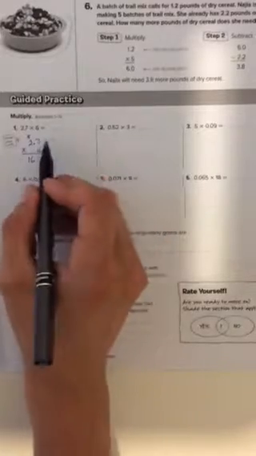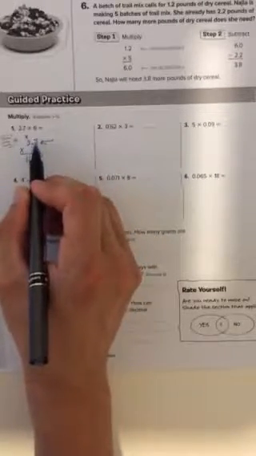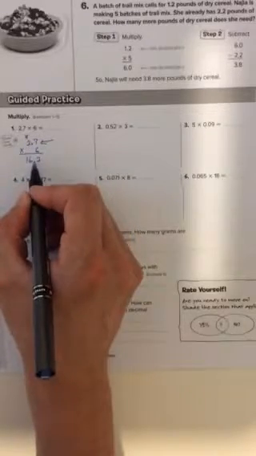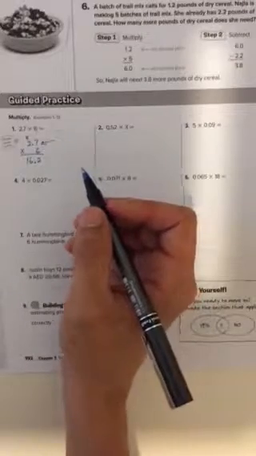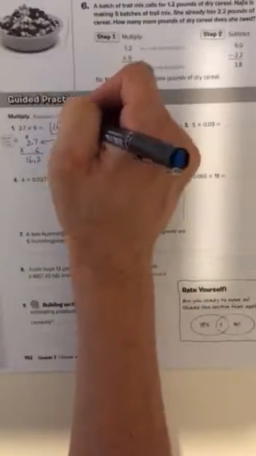Now, 162 is not my answer. You have to remember, right here, you have one decimal place, one number behind the decimal. So in my answer, I need to make sure I have just one number behind the decimal. Like this. So my answer is 16.2.